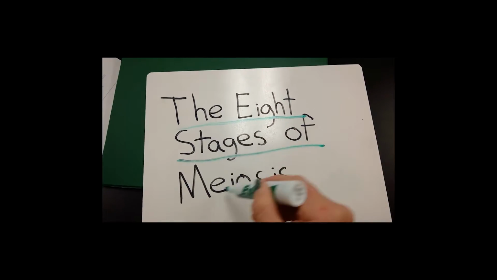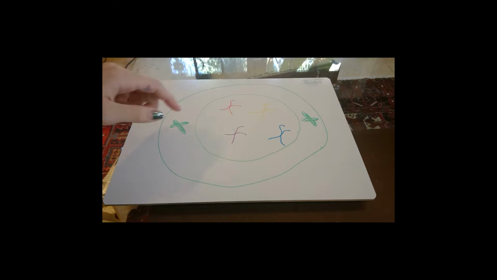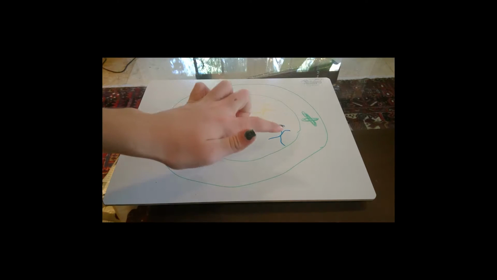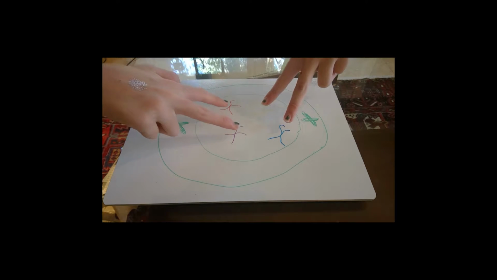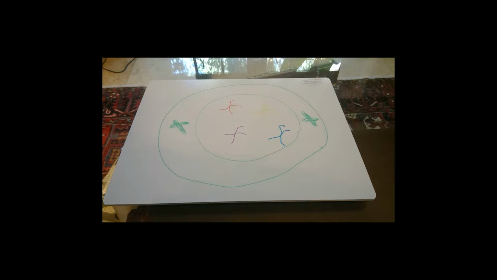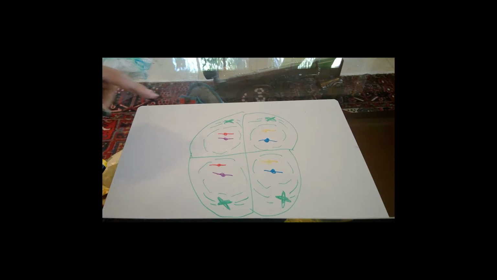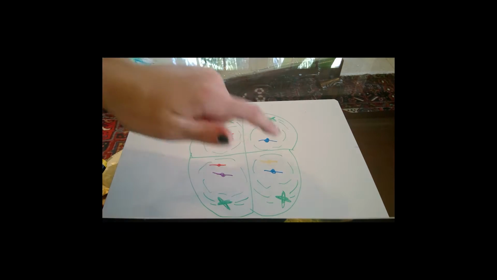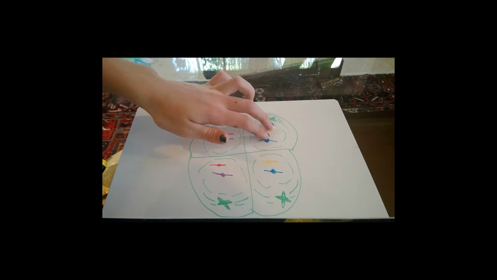The 8 stages of meiosis. First, there's a diploid cell with 1, 2, 3, 4 chromosomes, also known as 2 homologous pairs. And later, they become 4 haploid cells, 1, 2, 3, 4, with 2 chromosomes in each haploid cell.